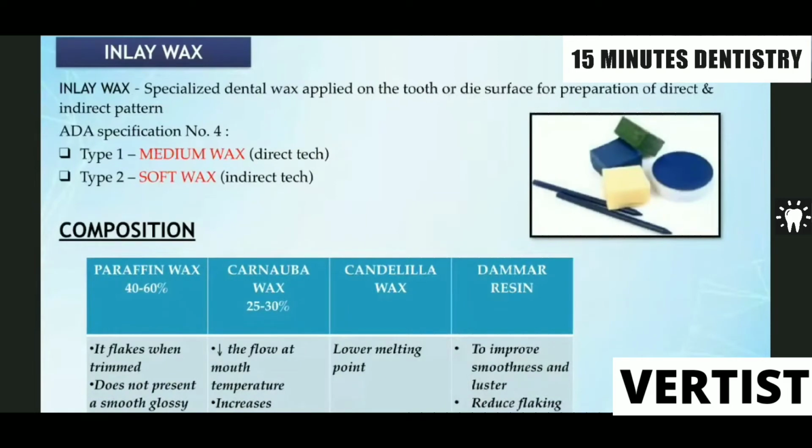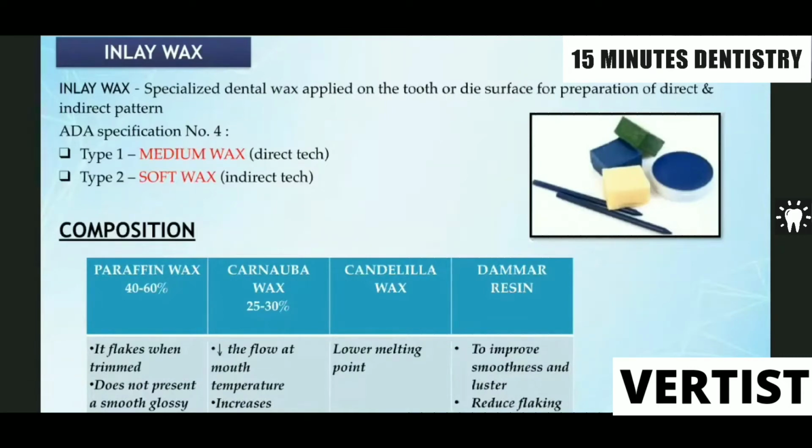So what is an inlay wax? Which are the types of the inlay wax? What is the composition? And what are the properties of the inlay wax? Again, an important question. Please note, type 1 can be a medium wax or a soft wax. Medium wax is used for a direct technique and soft wax is used for indirect technique. When we say direct technique, it is the direct pattern which we take in the mouth, and when we refer to an indirect technique, it is when we fabricate the wax pattern on the dies.